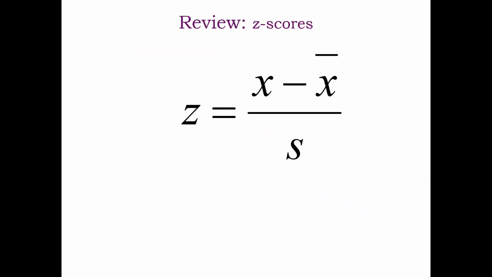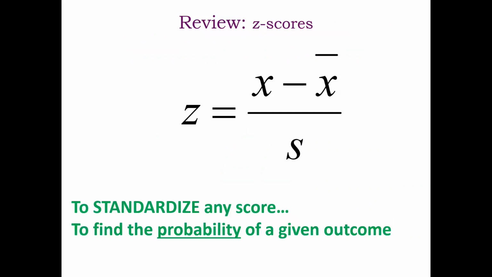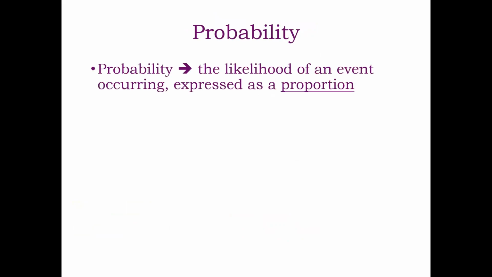Okay, so a quick review. A z-score is a deviation divided by a standard deviation, and we can use that to standardize any score. We can also use a z-score to find the probability of a given outcome. Probability just refers to the likelihood of an event occurring expressed as a proportion. So a proportion of the area under the curve where that event is occurring, right?